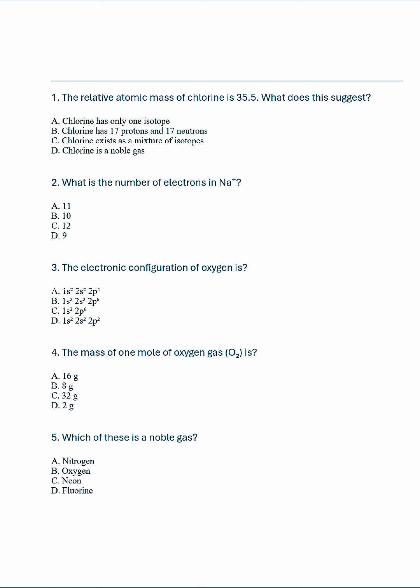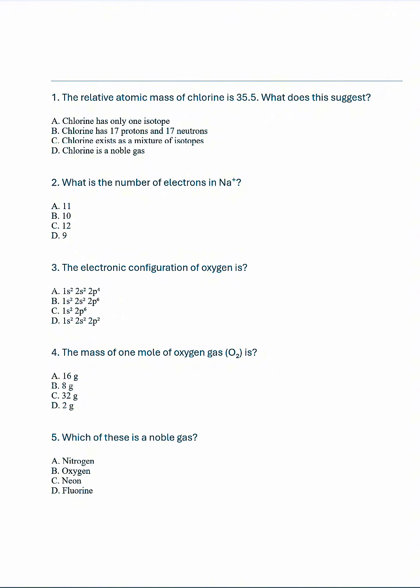All right, number one, the relative atomic mass of chlorine is 35.5. What does this suggest? And you can see a couple of answers there. The correct answer there is C. Chlorine exists as a mixture of isotopes. Let's move to number two.